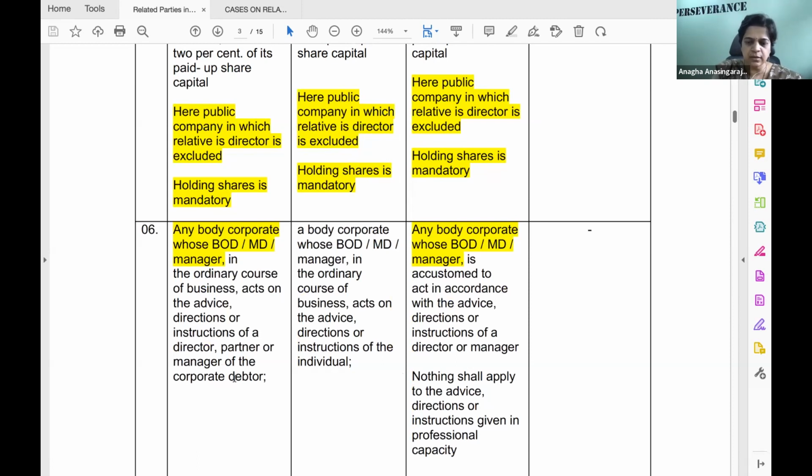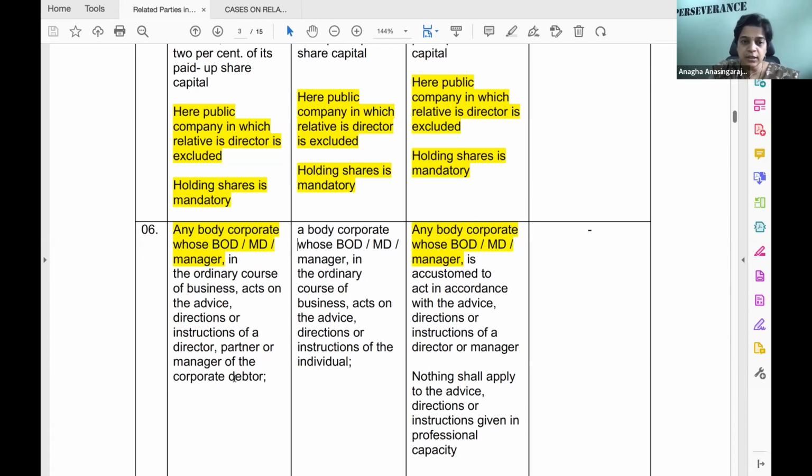Proving this when we are doing the transaction audit means we need to tread very carefully here, because what we are trying to show is that the board of directors, the MD or manager of a body corporate is used to acting on the advice or instructions of the director, partner or manager of the CD. Typically, if there is another body corporate which has a board of directors in place, then by virtue of the provisions of the Companies Act, it being a separate legal entity, the board of directors is a separate body which is available to run that company.